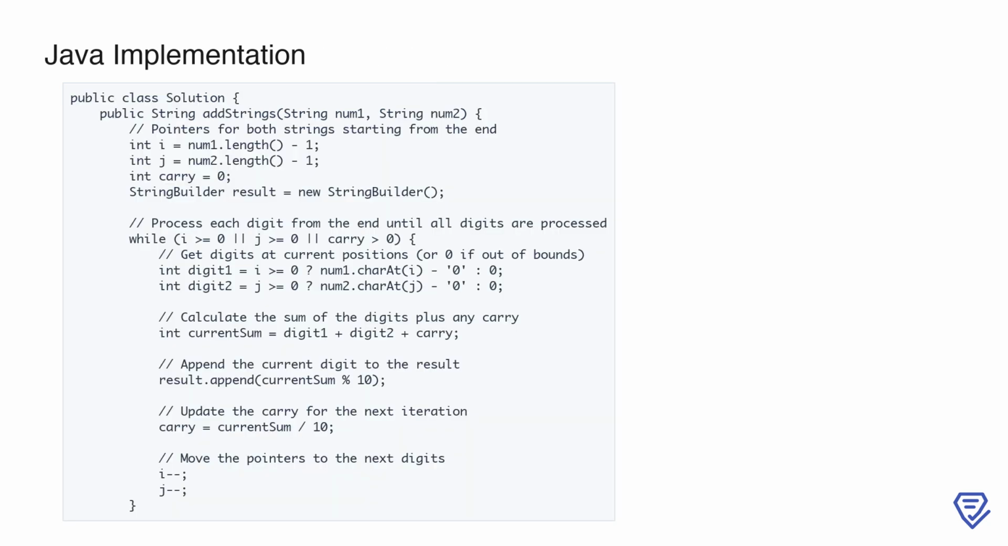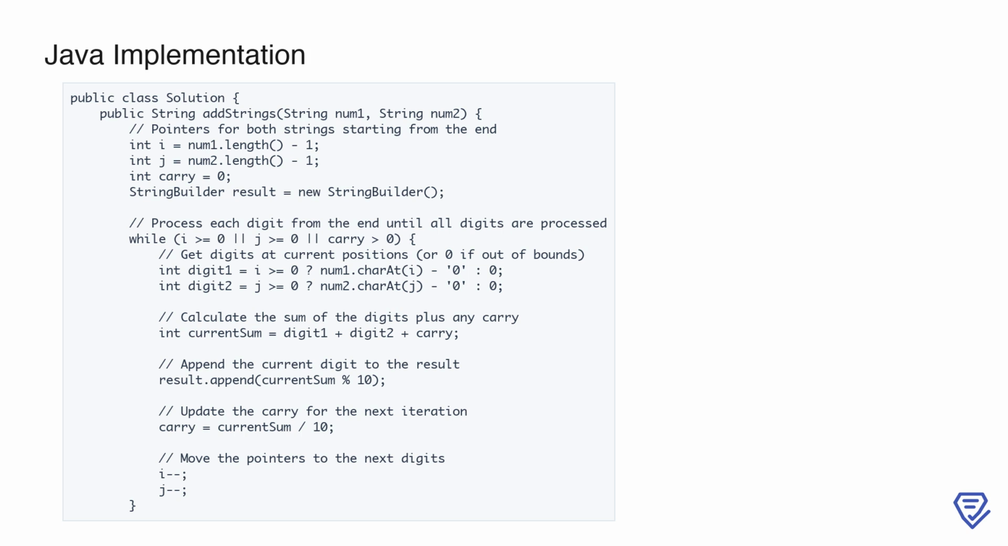Here, we are implementing a solution to add two non-negative numbers represented as strings. Since we are dealing with strings and not integers, we need to process them character by character, starting from the least significant digit. To do this, pointers i and j are initialized to the end of each string. We also set up a variable carry to handle any overflow during addition, and a string builder to construct the result as we compute each digit.